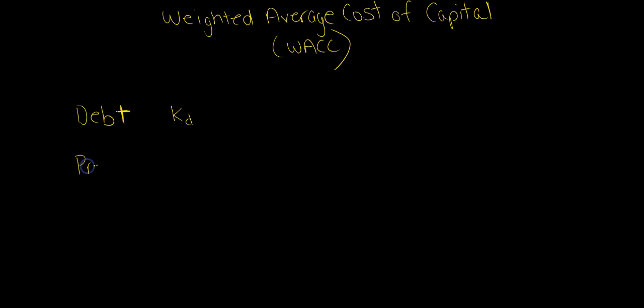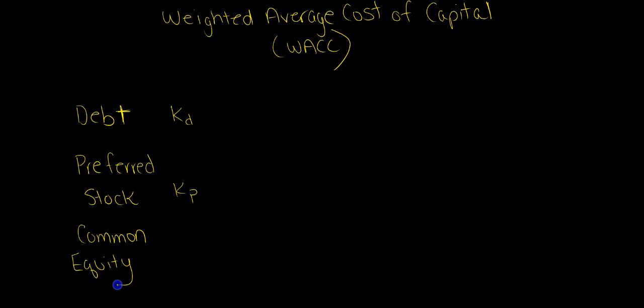How much of their total assets are financed with preferred stock, and that's known as KP. And then how much is financed through common equity, and that's known as KE. So each company is going to have a different weighting. So I'm just going to create a column for weights.